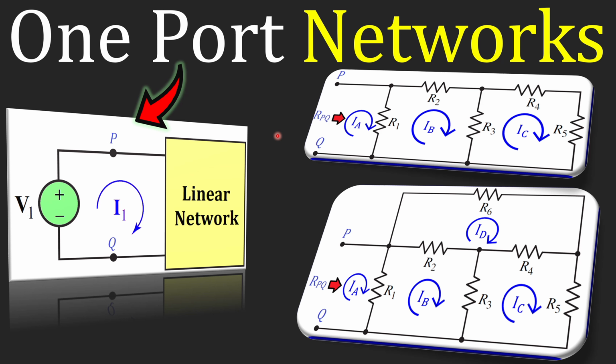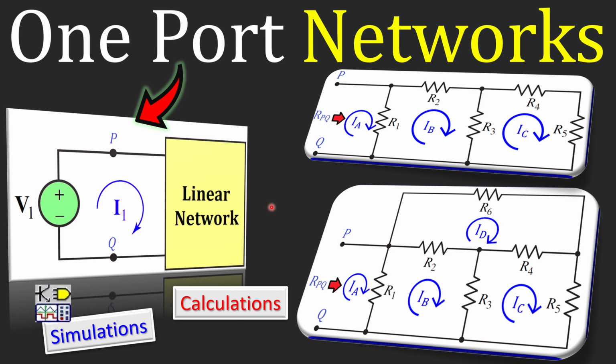In this video we will discuss the one-port networks in electric circuits. We will discuss how we can determine the resistance looking between two nodes for a complicated electric circuit. And for that we will use the matrix notation, and we will see that shortly in our calculations. Of course, we will work out some calculations and examples step by step, and also verify these in SPICE simulations.